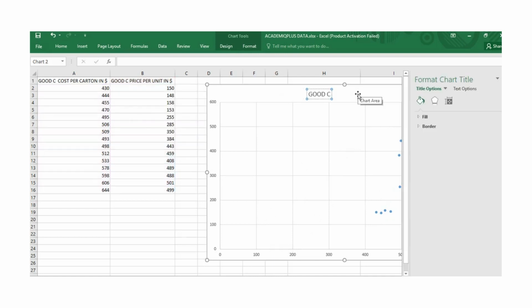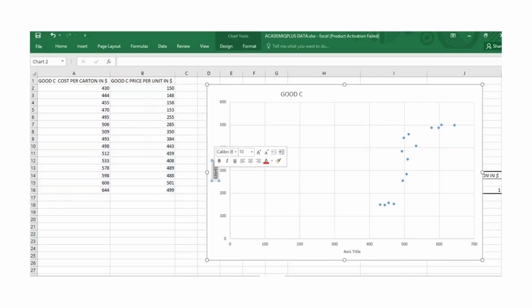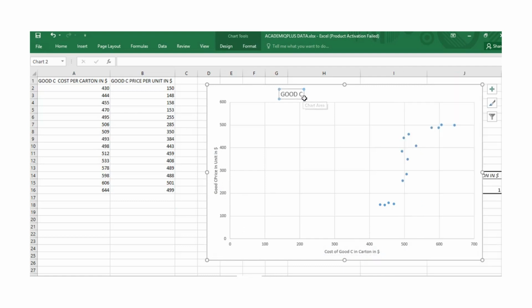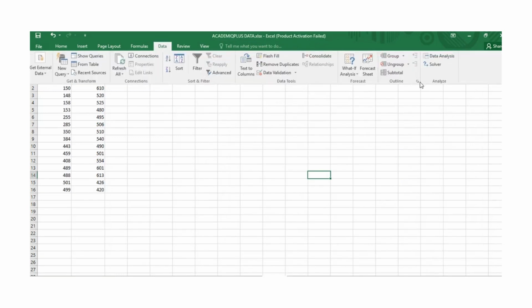Let's change the title to Goody, because everything is about Goody. Alright, add the axis title, Goody price per unit. So we have Goody price per unit in dollars. Then here we have cost of Goody per carton in dollars. So what this indicates is that the higher the cost of good C, the higher the price of good C. Alright, let's look at the next scenario.